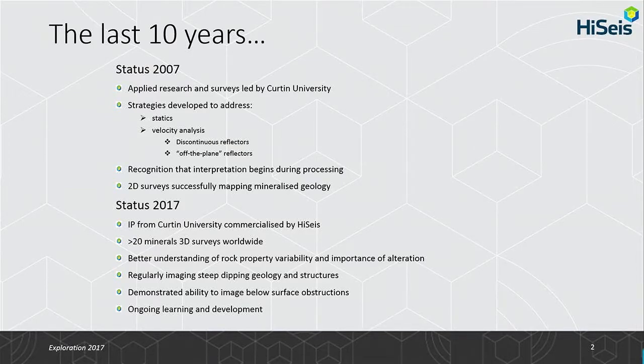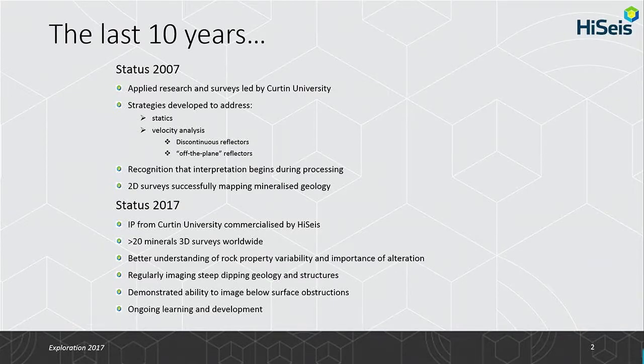Strategies had been developed to counter issues associated with the very fast rocks in a hard rock environment, so the statics become very important. Because we have multiply deformed terrains, we don't have very continuous layers, so there need to be strategies for velocity analysis with discontinuous and off-plane reflectors.